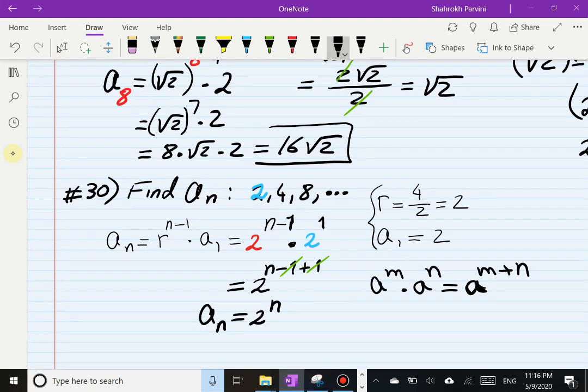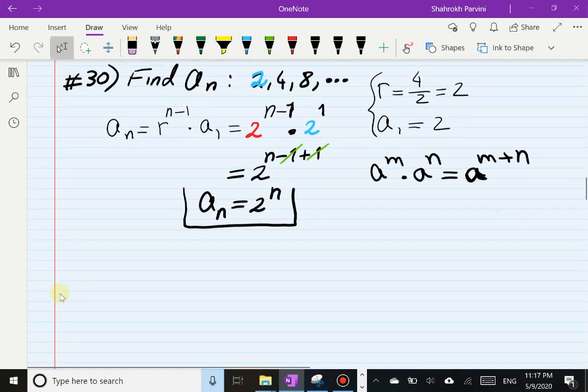Again, what good is this formula? You can plug in any number you like. For example, if I want to know the 5th term, you plug in a 5 for n. So I'm going to do 2 to the 5th power here, and that gives me 32. If you want to know the 1000th term, you put in 1000 and so on. That's why it's called a general term. It keeps it in general.